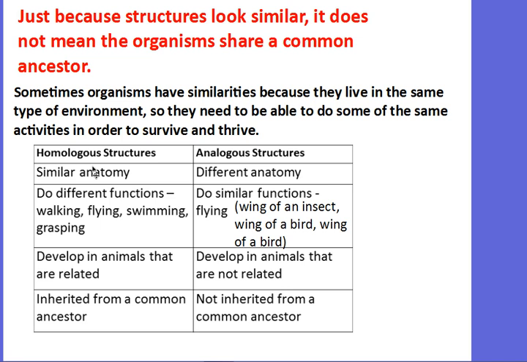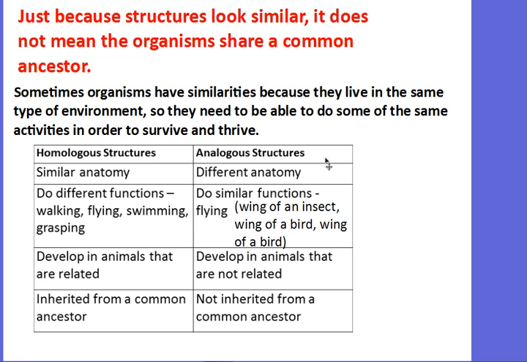So when we're talking about homologous structures, they have to have similar anatomy, meaning the same type of bones arranged in the same way, but they do different functions. Like the picture we looked at before, you can have a leg for walking, a wing for flying, a flipper for swimming, a hand for grasping. Homologous structures are always going to develop in animals that are related, that share a common ancestor. So if we see that the anatomy is similar, but they do different functions, and they develop in animals that are related, those are homologous.